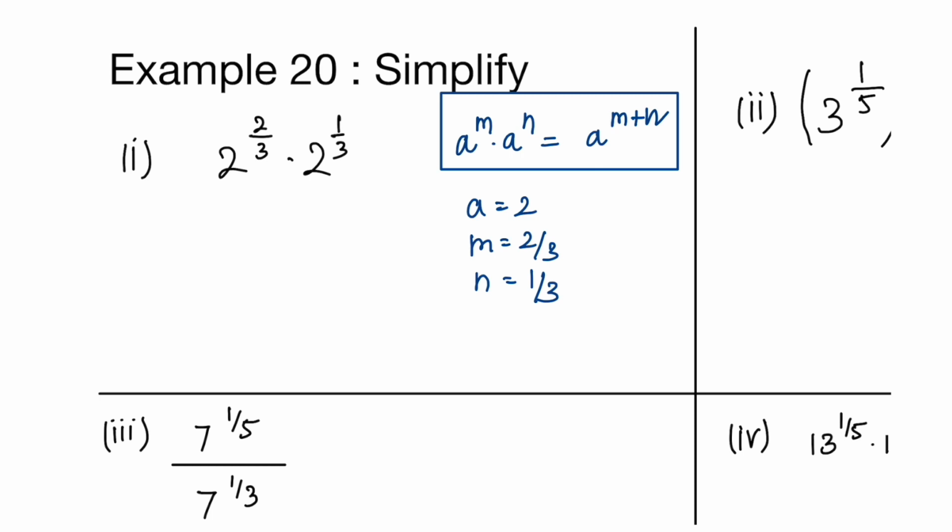So when you apply that here, it would be 2 power 2 by 3 plus 1 by 3. Now what is 2 by 3 plus 1 by 3? That is 3 by 3, which is just 1, so that gives you 2 power 1, and 2 is the answer to this question. It's very simple. You just have to remember this formula: a power m into a power n is equal to a power m plus n.